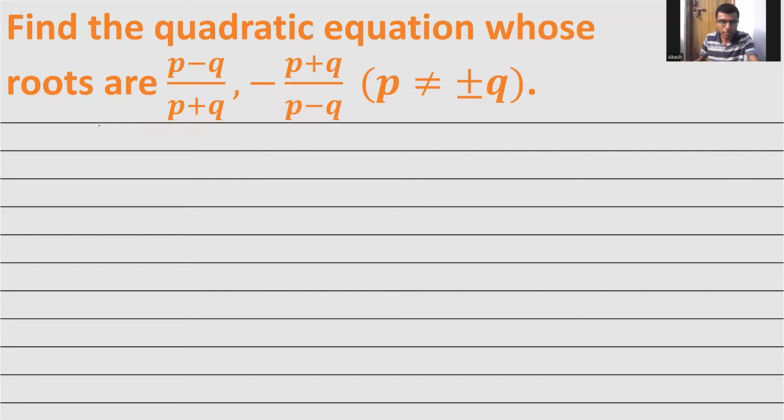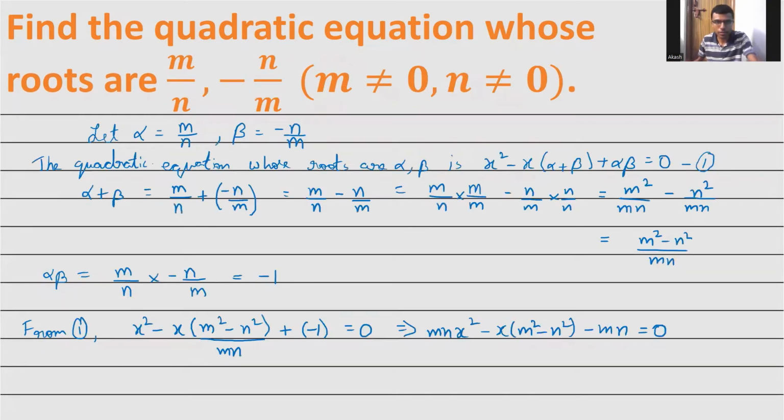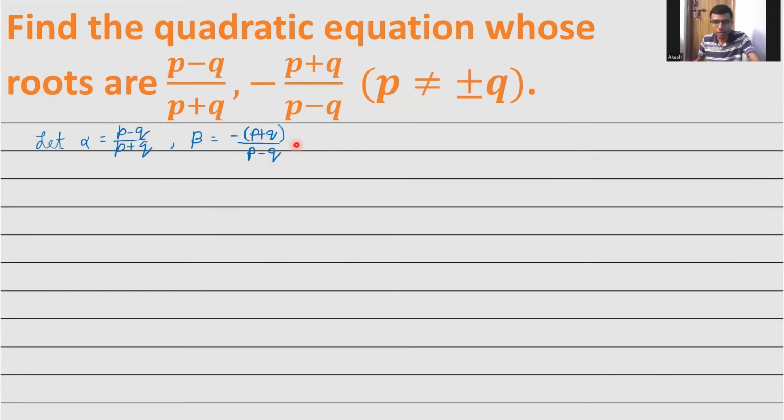So fine, our standard procedure: let alpha be equal to (p minus q) by (p plus q) and beta be equal to minus of (p plus q) by (p minus q). Okay, and next, as I already told in the previous sum also, we need to write this. The quadratic equation whose roots are alpha, beta is, that's common to all the statements.